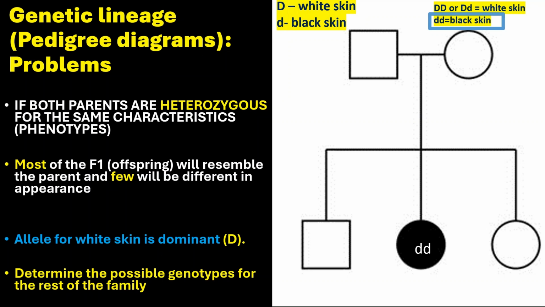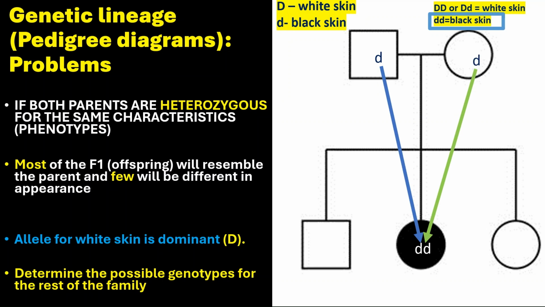This person has black skin, and she has the genes for it. She has two recessive alleles, and she's a product of the two parents, the first generation. The question is, where did she get the alleles for black skin from? The simple logic is that to form a child, you need a sperm and an ovum. So this is how the person became black: she got one allele from the father and one allele from the mother.